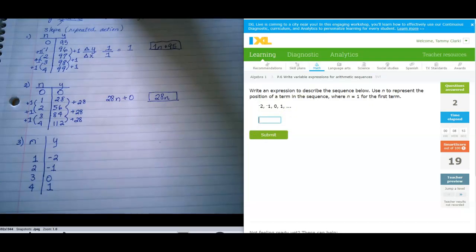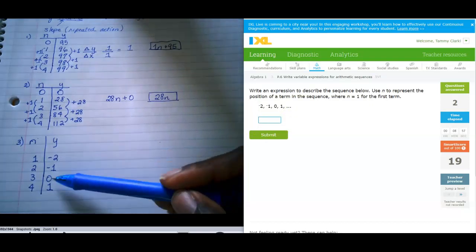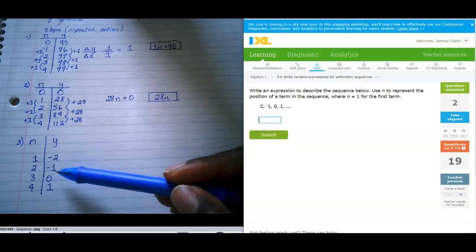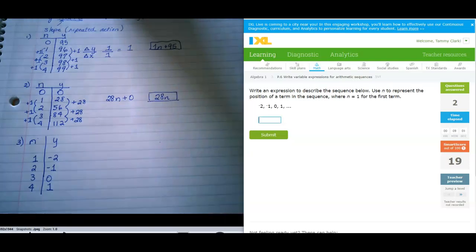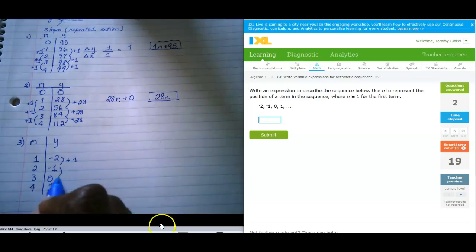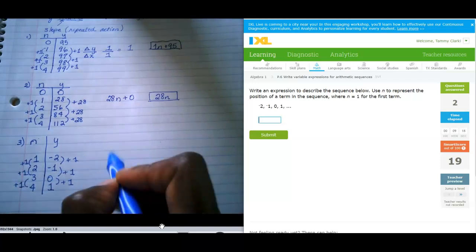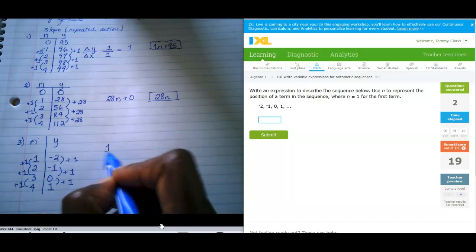Here's our next question. We're going from -2 as our output to -1 to 0 to 1. And again, think about what's happening here. You are simply adding 1 each time. So my change in y was 1. My change in x is 1. So therefore, my slope is 1.